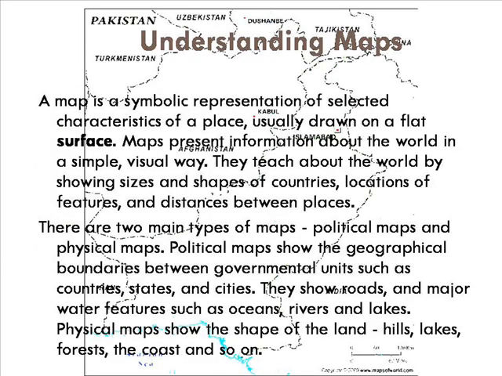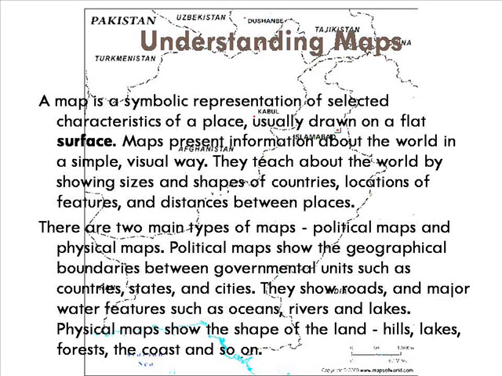What is a map? A map is a symbolic representation of selected characteristics of a place, usually drawn on a flat surface. Maps present information about the world in a simple visual way. They teach us about the world by showing sizes and shapes of countries, locations of features, and distance between places.